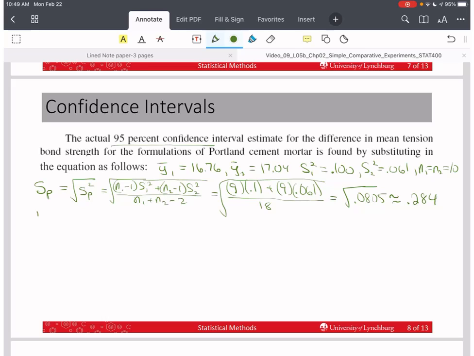And then I also need to find t alpha over 2, n1 plus n2 minus 2, which is t 0.025, because this is 1 minus alpha, so alpha equals 0.05.